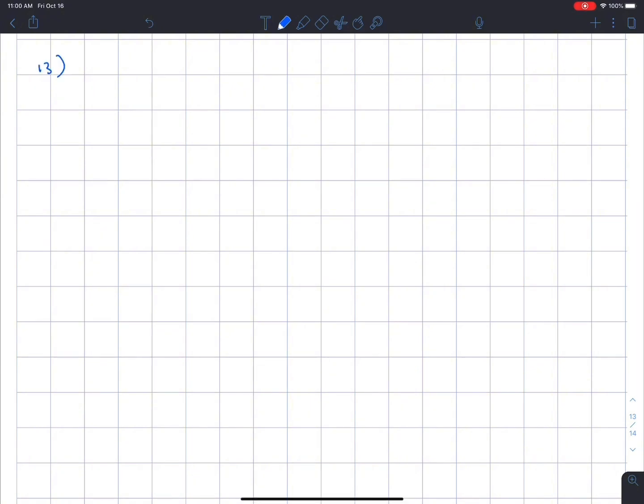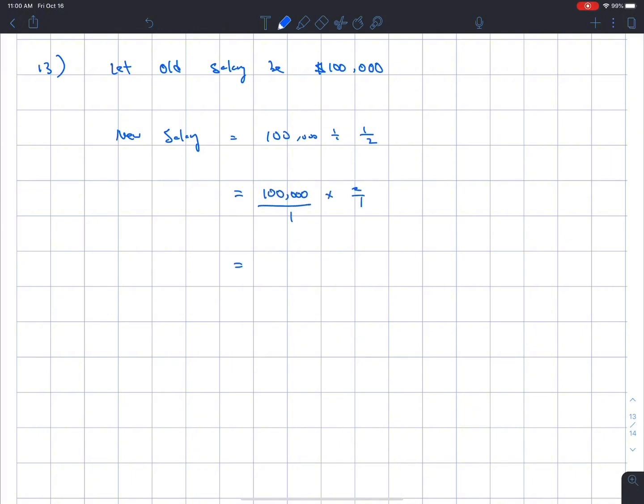"13. Charlie asked his boss for his salary to be divided by a half. What is his salary?" So let his original, or his old salary, be, I don't know, let's let it be 100,000. Then the new salary is going to be 100,000 divided by 1/2, right? So this will be 100,000 times 2/1. We get 200,000.